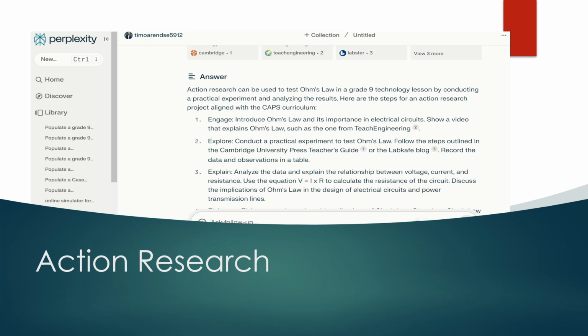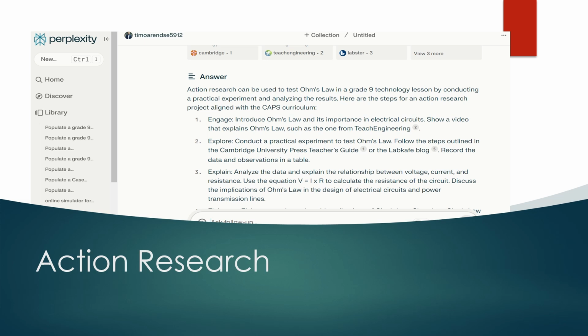Engage: introduce Ohm's law and its importance in electrical circuits. Show a video that explains Ohm's law, such as the one from Tech Engineering. Now, as you can see, there's the one on Tech Engineering. Explore: conduct a practical experiment to test Ohm's law.